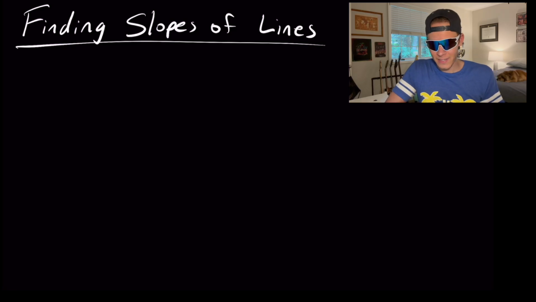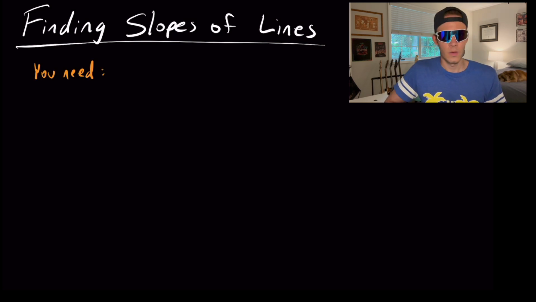So we got a basic idea of what slopes are and what they look like, but now we're actually going to calculate them. What is the value of a line's slope? So you need two things to do this. You need 2 points along the line, any 2 points along the line.